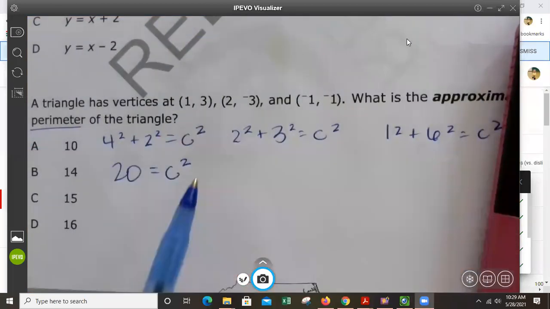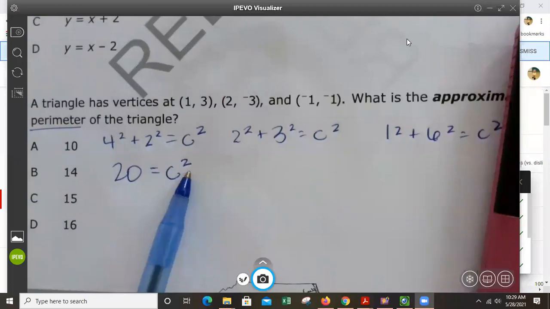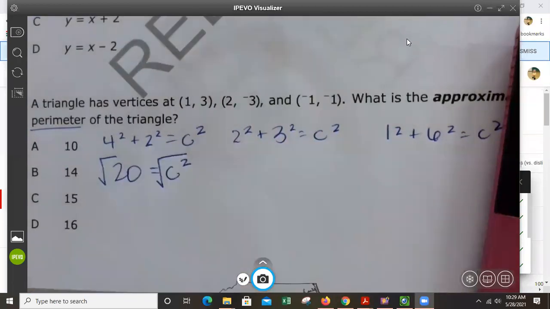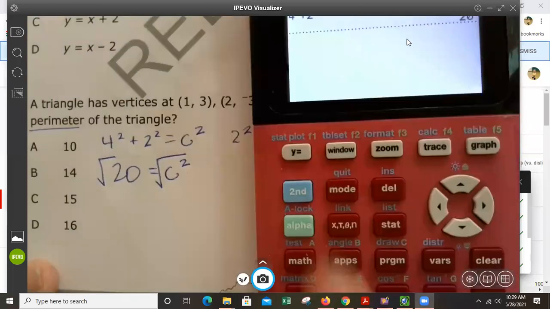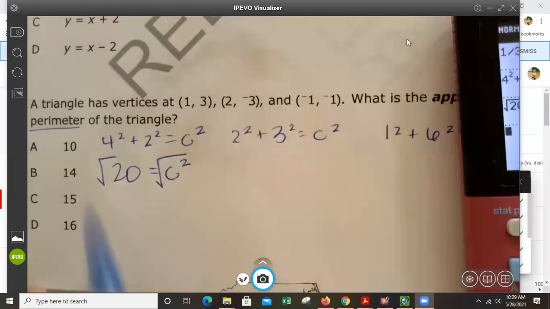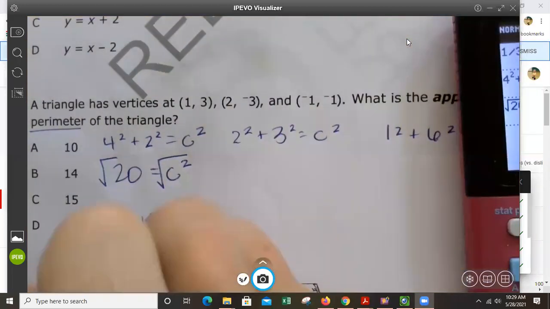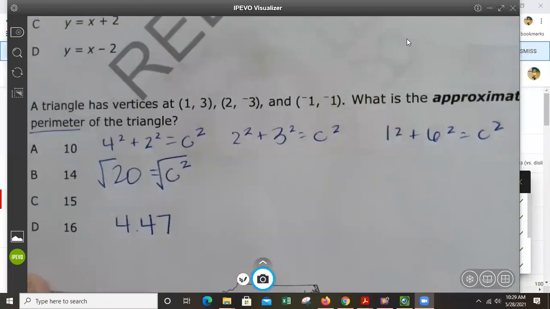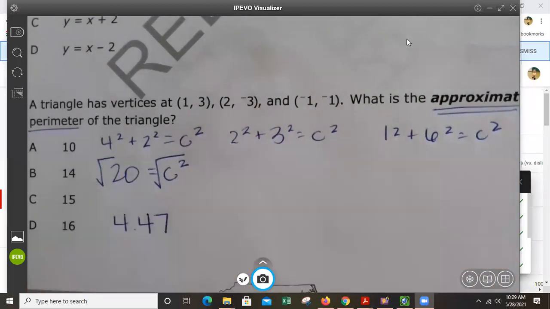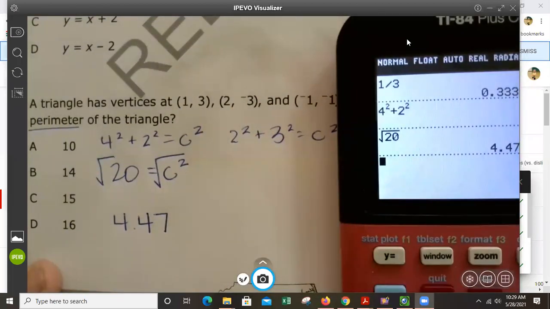How do I get rid of this square? The square root, the little checky box. I don't care what you call it as long as you know how to do it. Okay, so I'm going to do the square root of 20. That gives me 4.47. And again, you guys see that it says approximate right here. So we're probably not going to get the exact number, but we're going to get close. Okay, do the next one the same exact way.